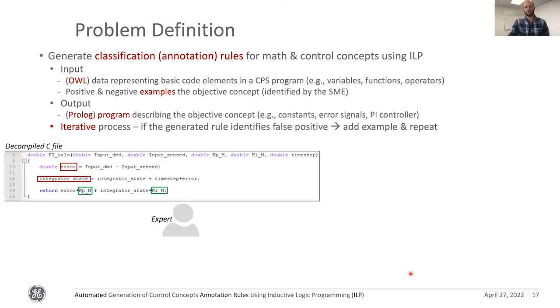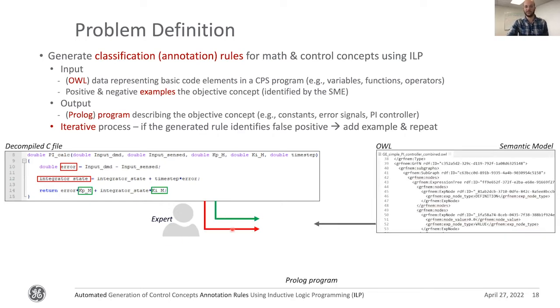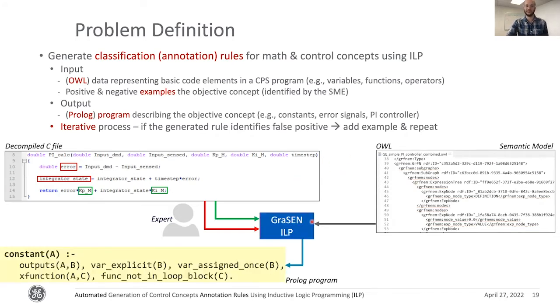So here's an example. In this decompiled C code, the expert can choose two negative examples for a constant. And then it would say, hey, this error and integrator are not constant, but these KPM and KIM are constant. And then the expert chooses those as positives and negatives. This is the semantic model, the knowledge graph that describes this decompiled C code. And this is the magic box that we are working on that takes this knowledge and those examples and generates a rule. In this case, it gets that a constant statement is a constant, it outputs a variable that is explicit, it's assigned once, it's inside a function C, and that function is not inside a loop. So we know that this is actually a constant.